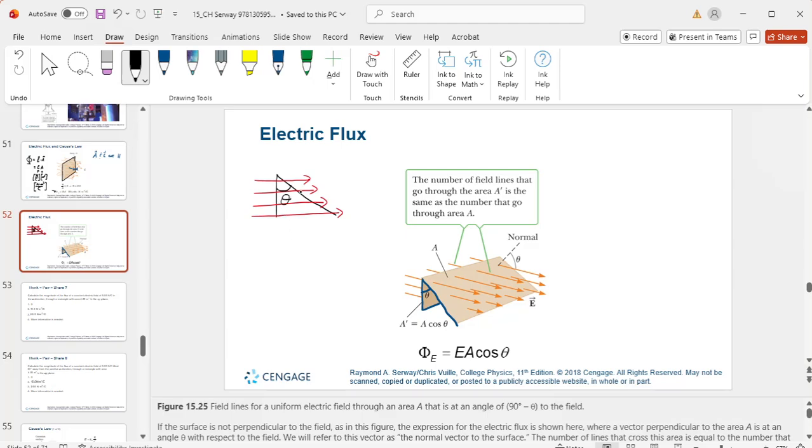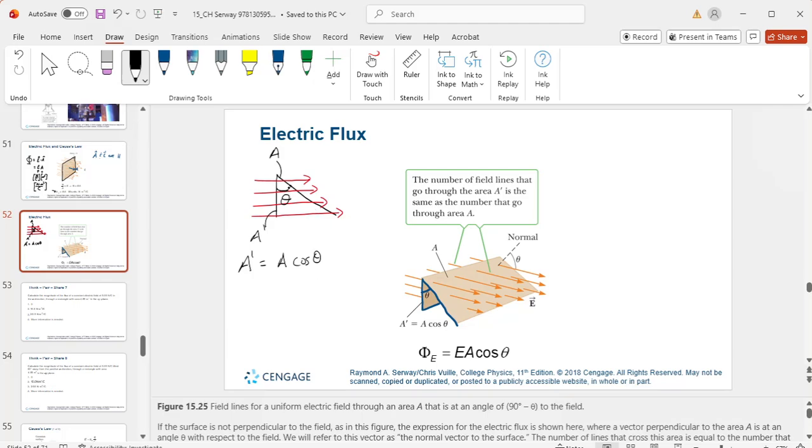As we have in the diagram, the slanted surface is labeled as area A, and this surface is labeled as area A prime. And A prime, by geometry here, would be equal to A times cosine theta.